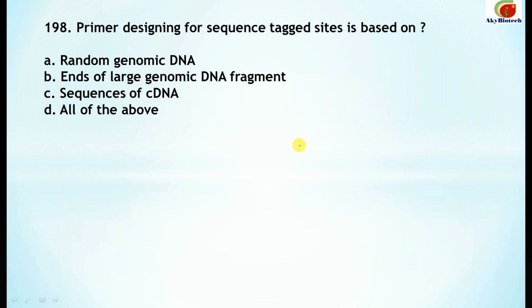Number 198. Primer designing for sequence tagged sites is based on random genomic DNA, ends of large genomic DNA fragments, and sequences of cDNA. So the correct one is D part, that is all of the above.